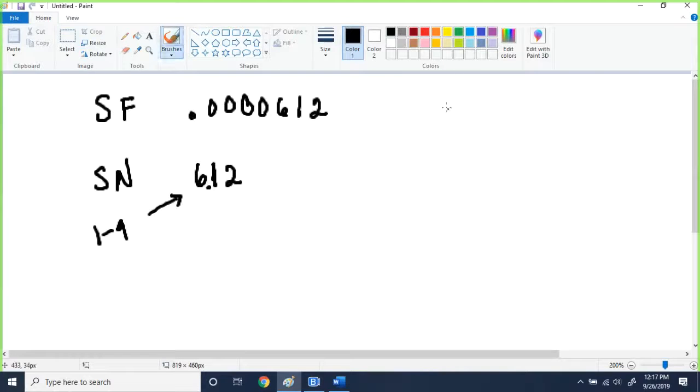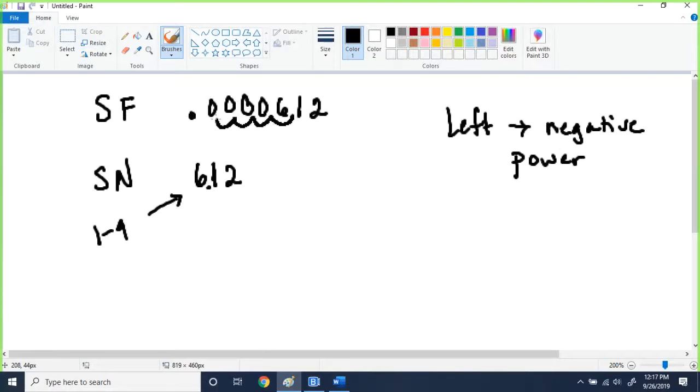And now I'm moving to the left, counting from one decimal to the other. So this is going to be a negative power. So if that decimal that I placed here, and I'm counting out left, 1, 2, 3, 4, 5. It's going to be a negative 5. Okay, that is this number written in scientific notation.